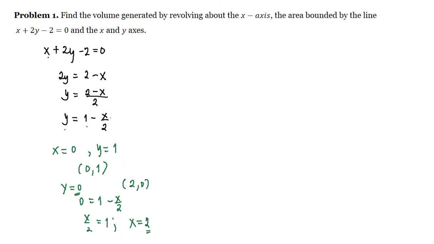So if we are going to graph this, we would have here 0, 1. So kung i-exaggerate ko na lang, this is the location of 0, 1. And in here is the location of the 2, 0. So this is now our line.